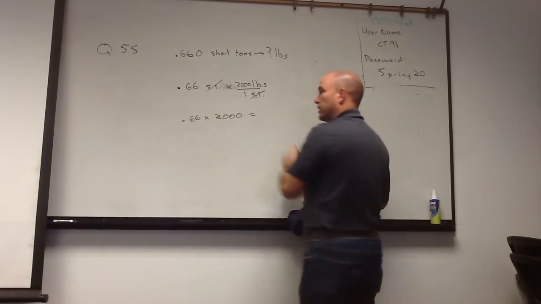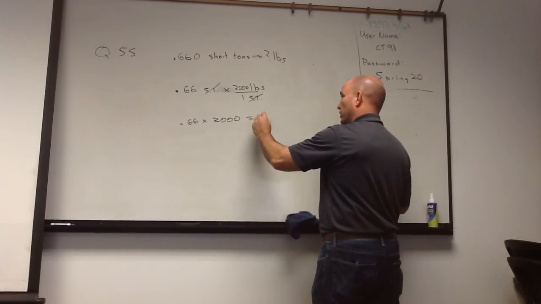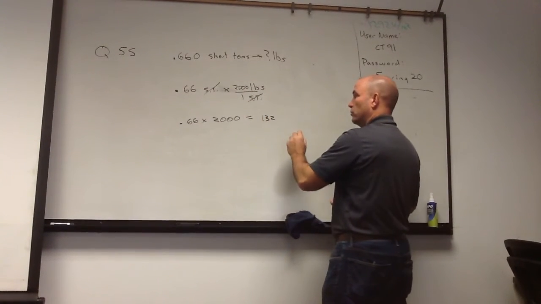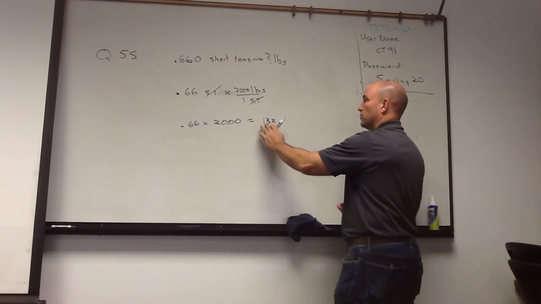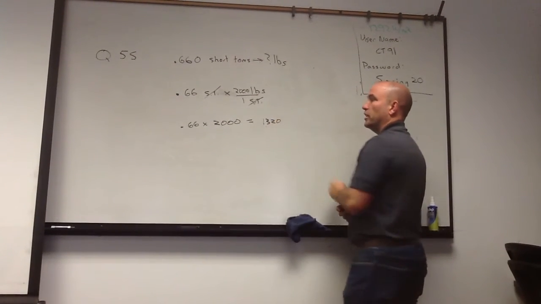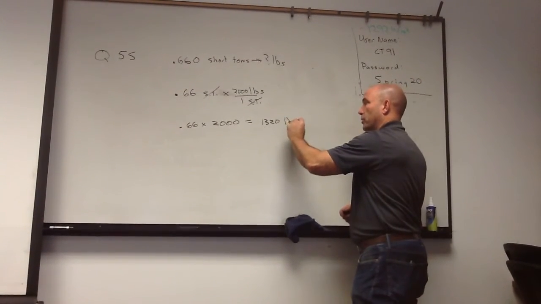And then on my calculator, I can do the calculation, and I think we'll end up with 1.32 times 1,000. I think it's 1,320 pounds is what we should end up with, okay?